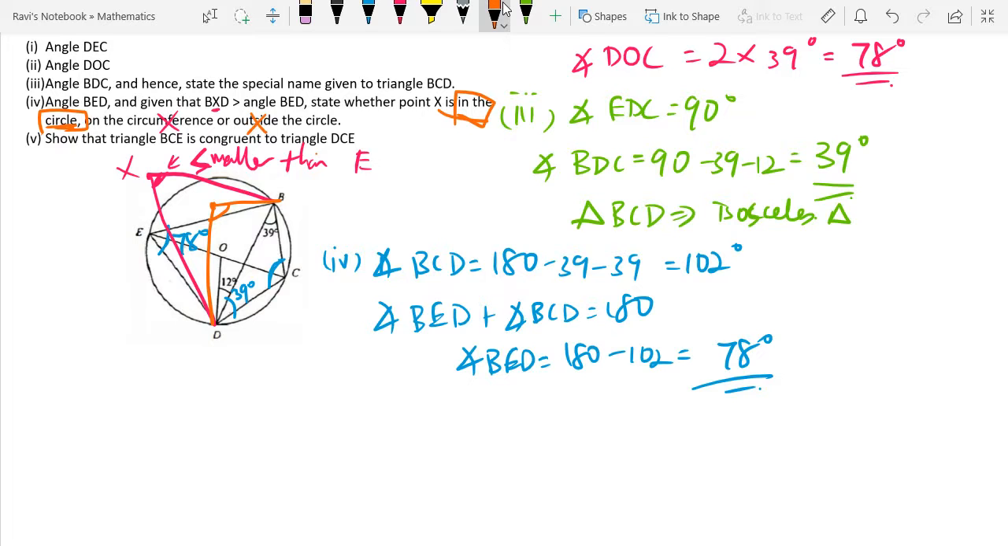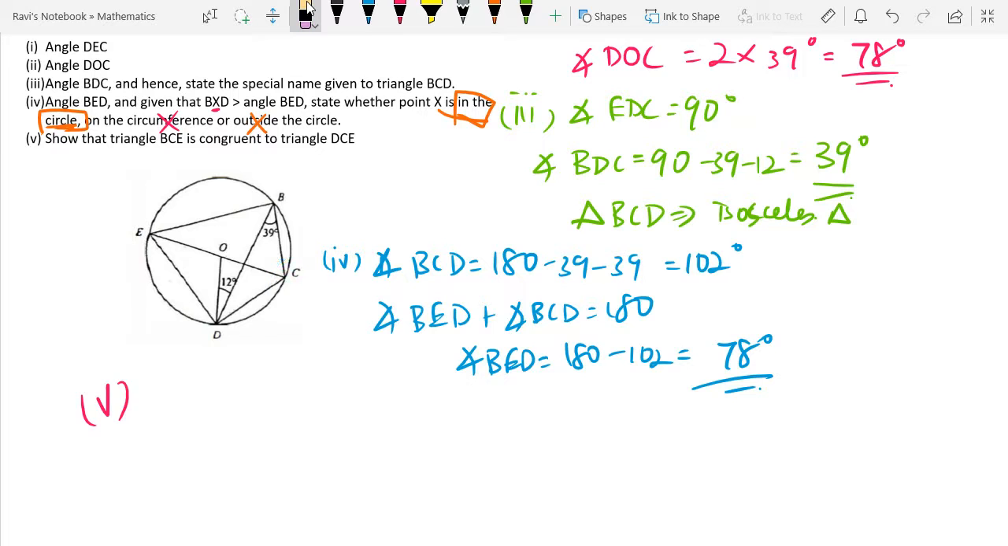Okay, so let's go on to the last part here, part 5. Show that triangle BCE is congruent to triangle DCE. To show congruence, there are a few things you can do. Let's move all this first. So the first thing you can see is there's a common side here called CE. So CE is a common side.